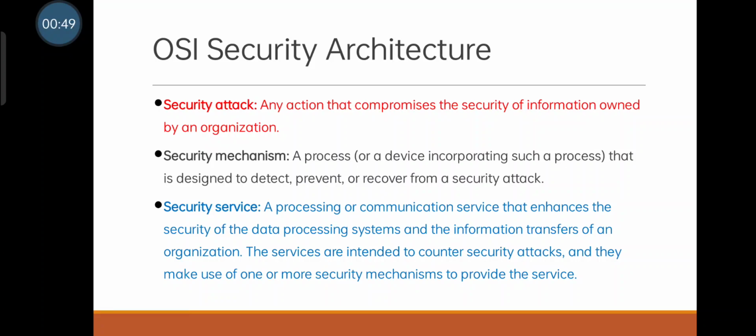One is the attack, the mechanism, and the services. Attack is an action which compromises the security of information owned by an organization. Security mechanism tries to protect, detect, and recover from the security attack. Services are processing or communication services that enhance the security of the data processing system and the information transfers in the organization.